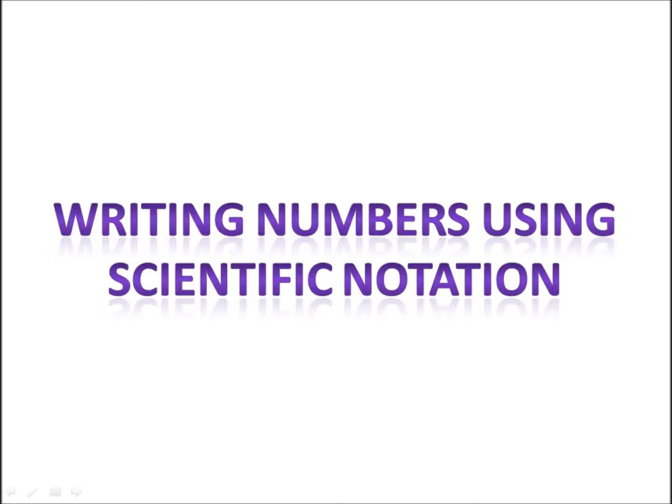Today we're going to take a look at a way of writing very large or very small numbers so that they're a bit easier to work with. We call this method scientific notation. We call it scientific notation because it's often used in the sciences.